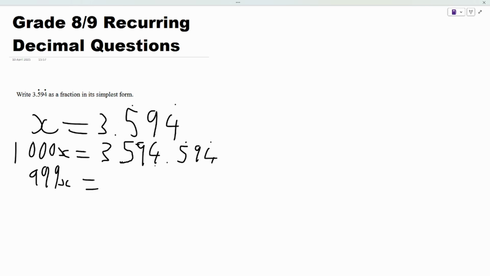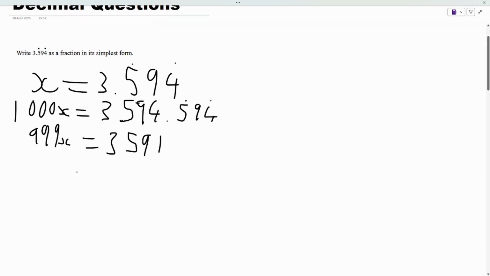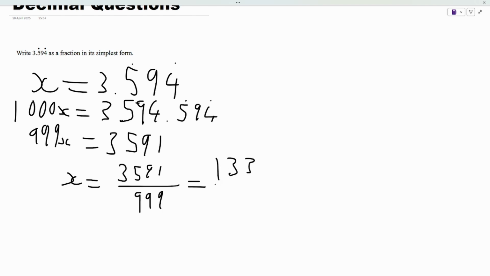3594.594, take away 3.594, it's going to be 3591. As that, take away that is going to be 0, then 4 take away 3 is 1, so 3594. So x, rearranging it, making x the subject, is 3591 over 999, and then simplifying that down, I believe we get to 133 over 37.